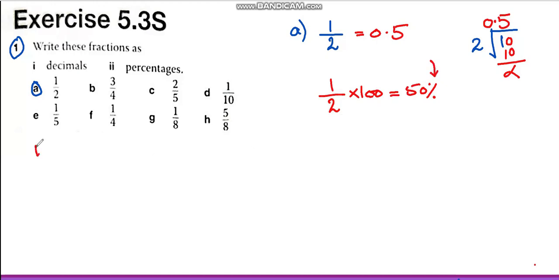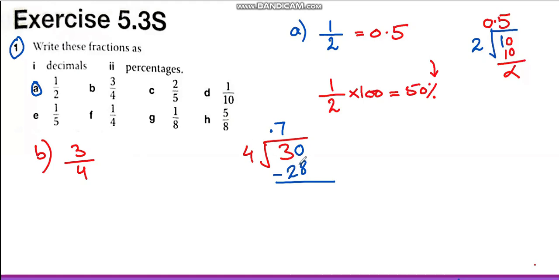Let me do the B part here. In B part, they want us to convert 3/4 into decimal and percentage as well. So first of all, we can divide 3 upon 4. We know that 3 is the smaller number, then we can put a decimal point over there and 0 there. And now we know that 4 times 7 is 28. And if I subtract, I get 2 over there, and still 2 is lesser than 4. So I need to put 0 over there. Then 4 times 5 is 20. It means if we convert into decimal, we get 0.75.